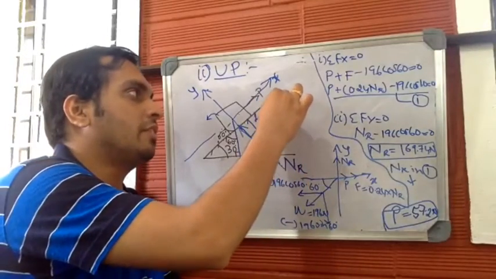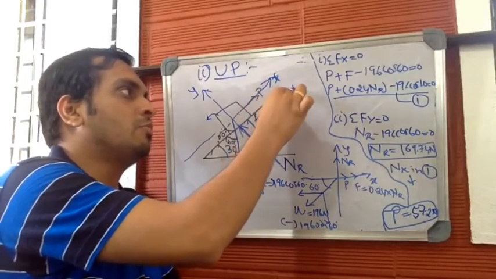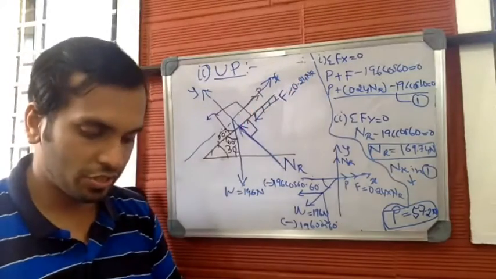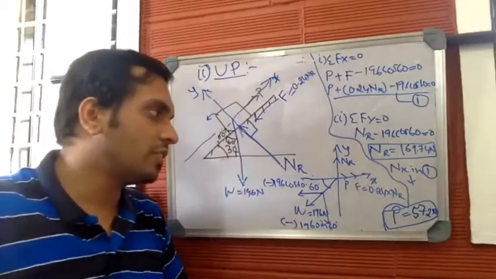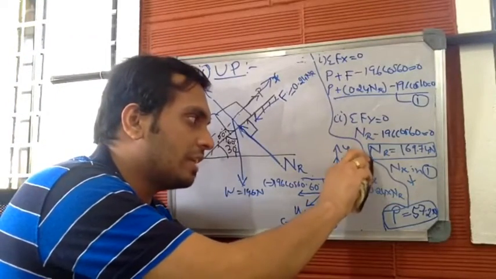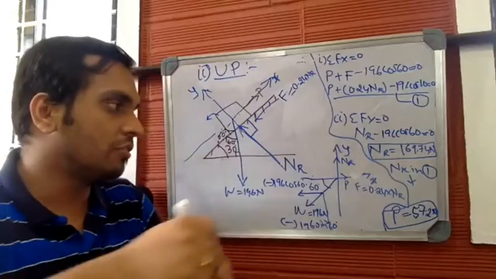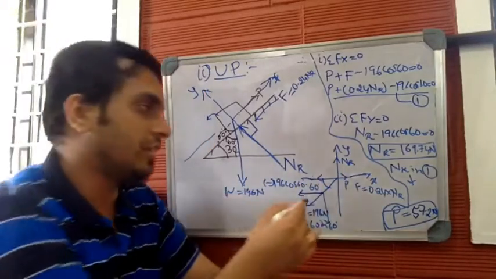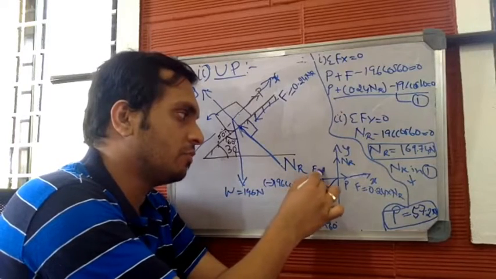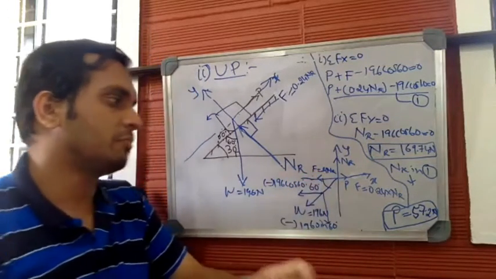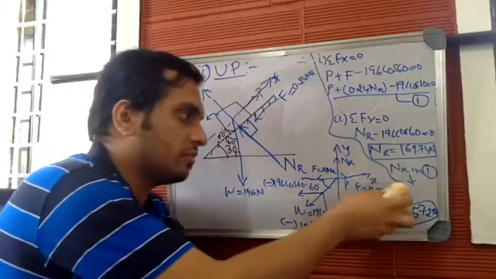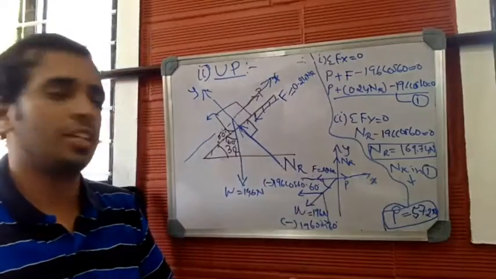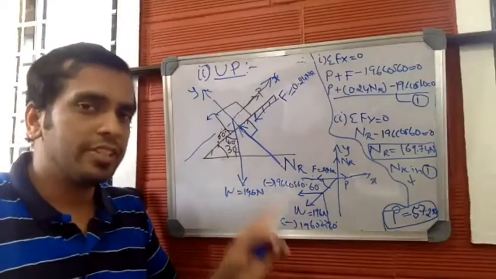Here, the body moves up the plane, so friction resistance should be acting down the plane, which will be F moving down the plane, equal to 0.24 into NR. This is the only thing which changes. So when I change the direction of friction resistance, it changes in the free body diagram as well. It was earlier on the positive X side, now it shifts to the negative X side. It will be F equal to mu into NR. It comes here instead of this. This is the only thing which changes. Everything else remains as it is.